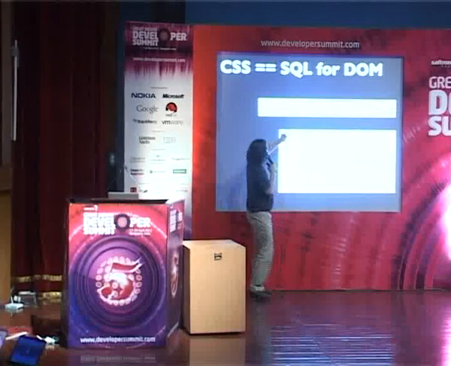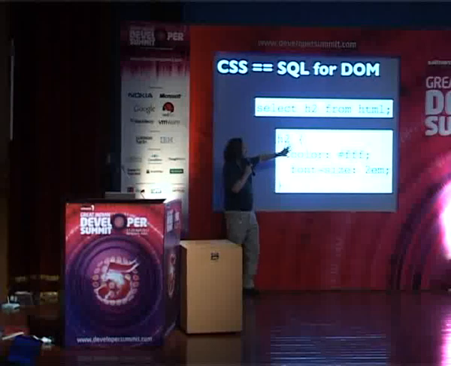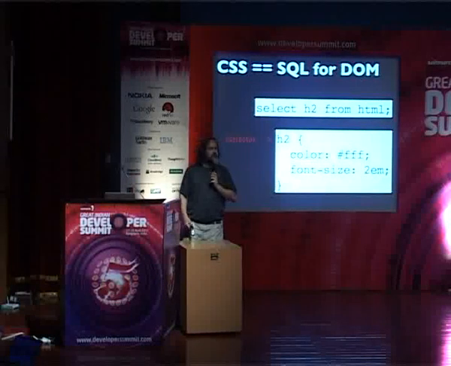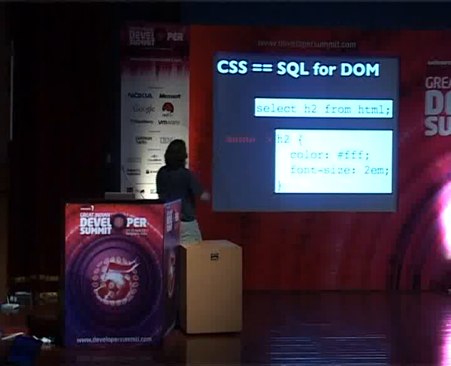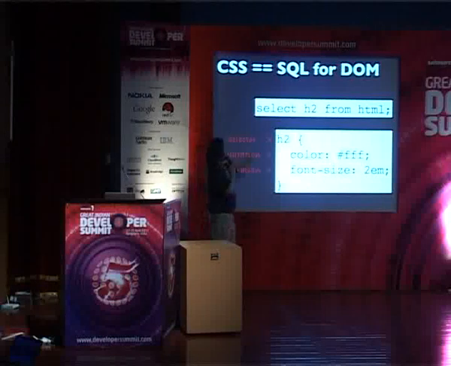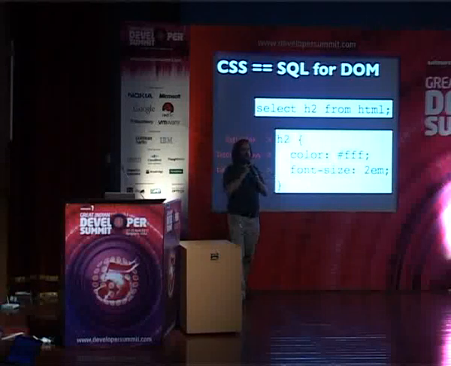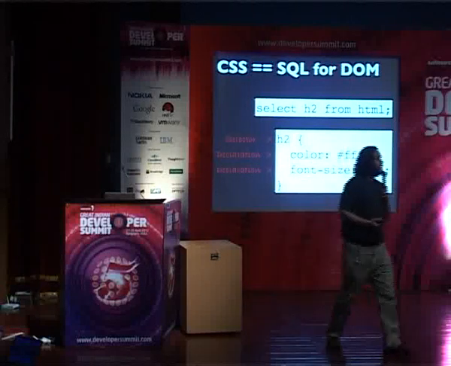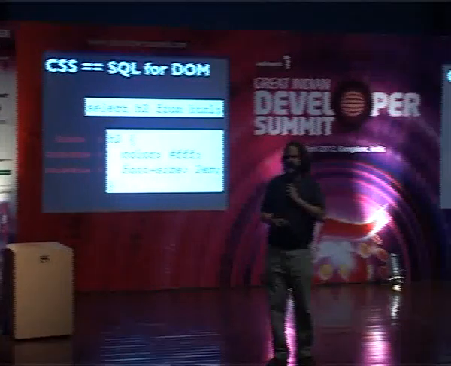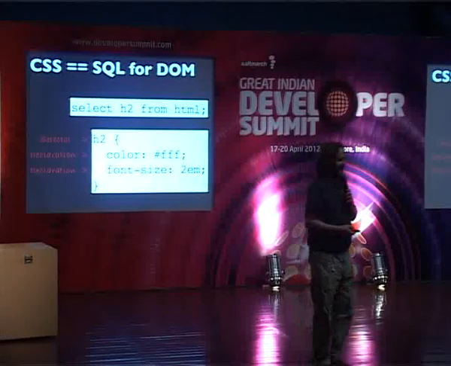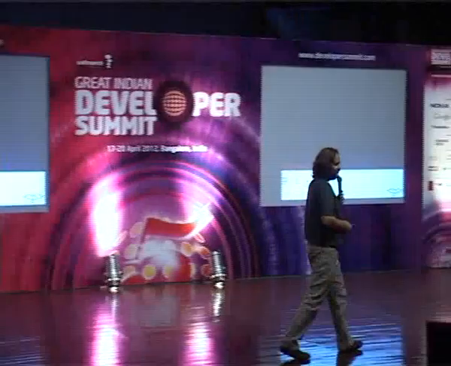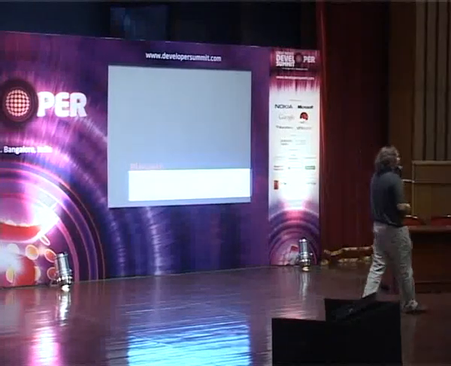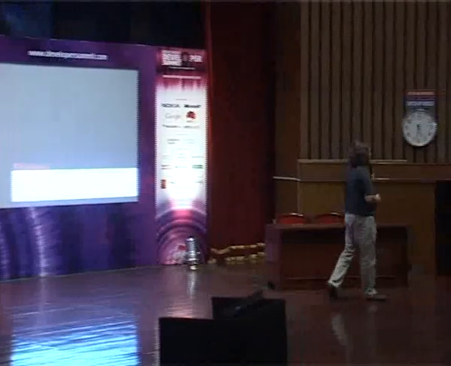What I'm trying to do is apply a set of declarations to my selector. So my selector is select H2, and then my declarations are make it this color and this font size and other things like that. So if you begin thinking of CSS as SQL as a programmer, you say, this isn't so bad after all. I like this. So if I had a selector like that in my CSS, it would select any paragraph in my document.